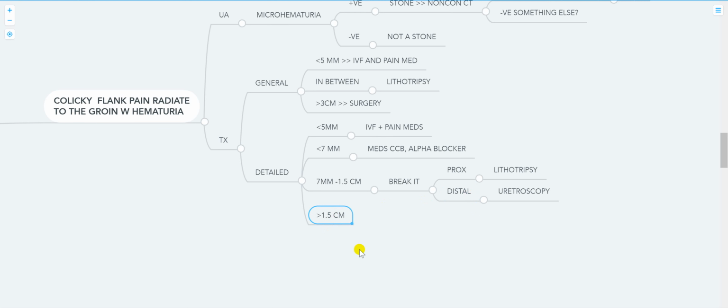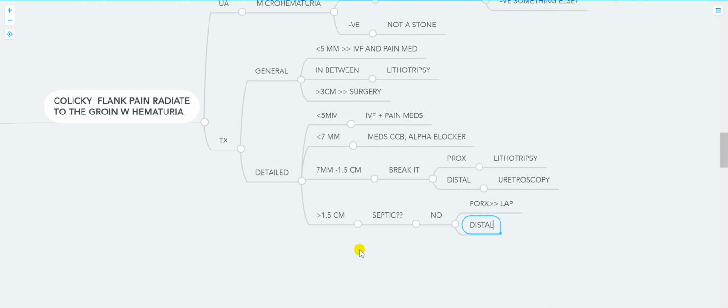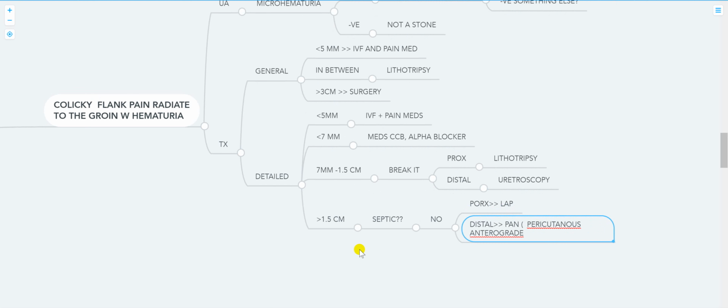What if it's more than 1.5 centimeter? This is based on whether it's septic or not. Is it septic? If it's not septic, then you look at, is it proximal, then you do laparoscopy, or if it's distal, then you do PAN, which means percutaneous anterograde nephrolithotomy.